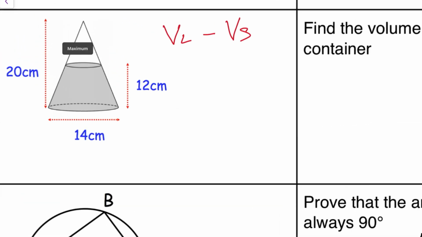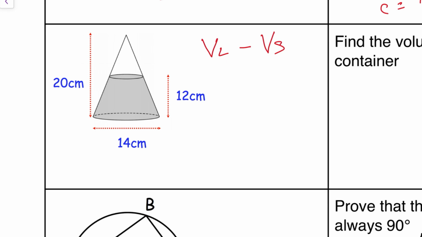I'm going to need some measurements first, aren't I? So let's zoom in first of all. Let's draw a line straight down, and this line then goes across, so I'm creating a triangle. The reason I'm doing that is because in order to work out volumes of cones, I need the radii. For the large one, the radius is 14 divided by 2, which is 7, and I know the height is 20.